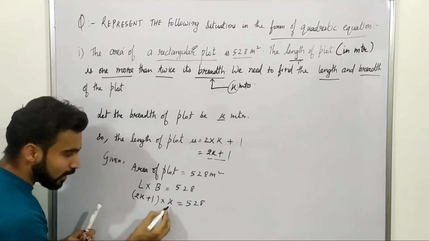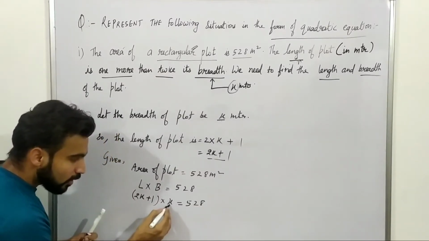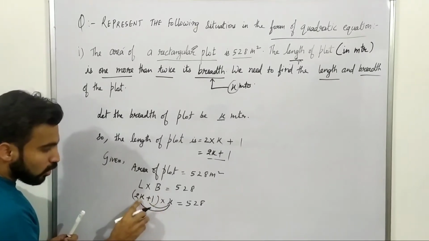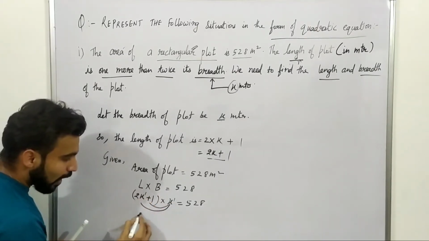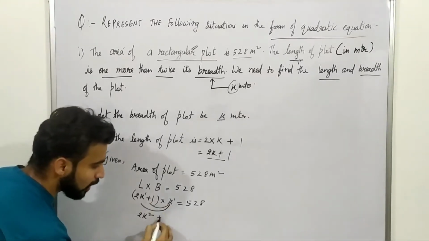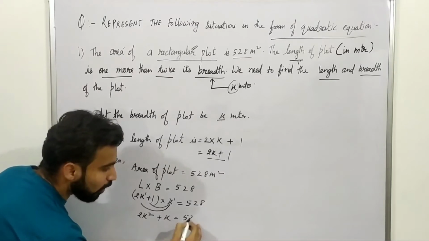Now what I will do is simply solve this. So to solve that, you have to multiply this x with both the bracket values. So x cross 2x is simply powers with add-on, that will be 2x square. Now if I just multiply x with 1 here, that will be simply x, equal to 528.